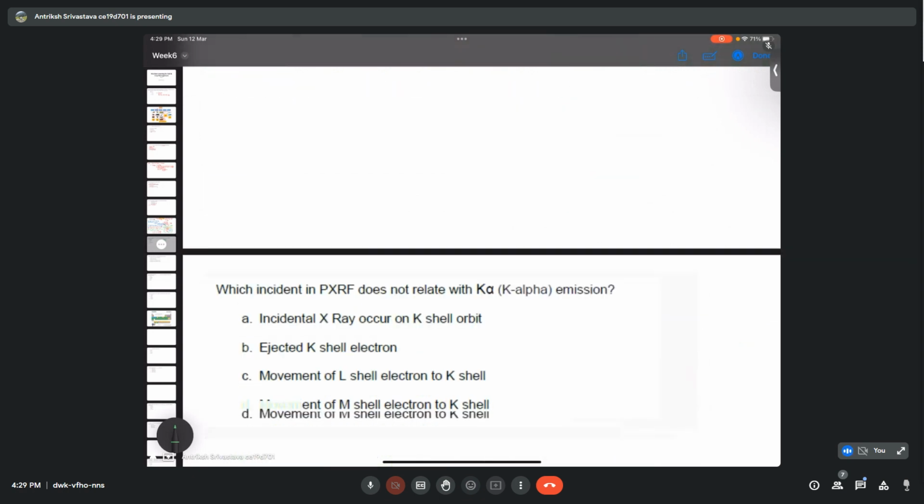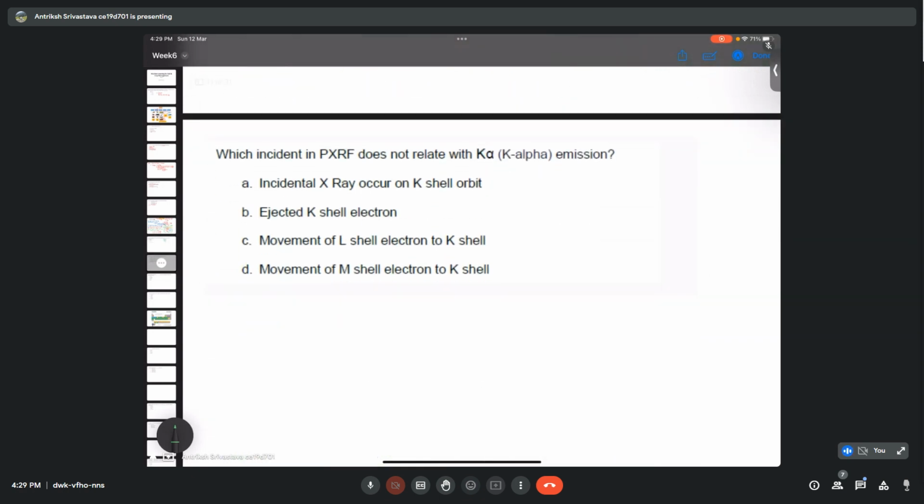Now let's see another question. Which incident in PXRF does not relate to K alpha emission? So we know what happens in PXRF. Cathode gives the electron beam. This electron beam hits the anode, creates primary X-ray that hits the electron in the K shell orbit of this atom that we are doing the analysis of.